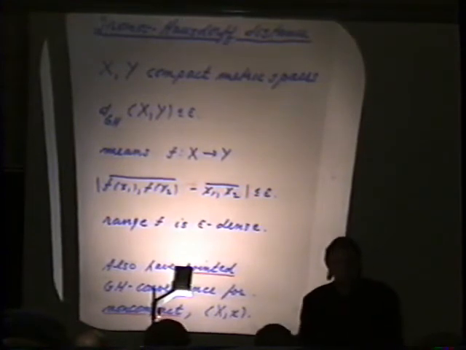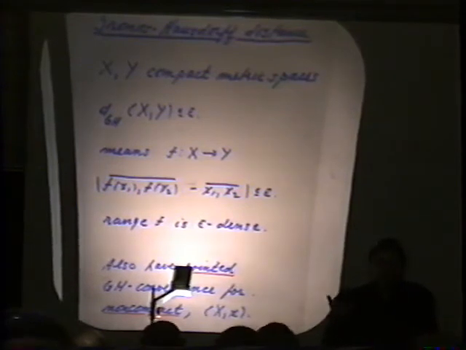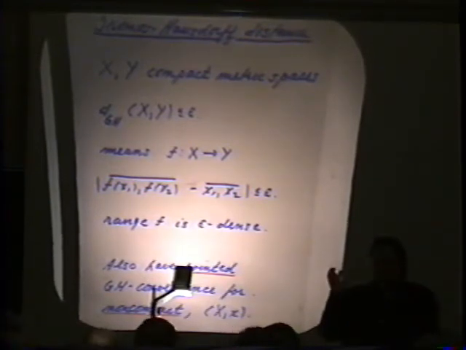Since I don't require any continuity at all of the map, and since the range is epsilon dense, I can easily construct a map in the opposite direction, maybe with 3 epsilon or something like that. So it's an essentially symmetrical condition. You can formulate it in a slightly more abstract way that makes it perfectly symmetrical. And so on the large scale, the spaces look like they're the same metric space.